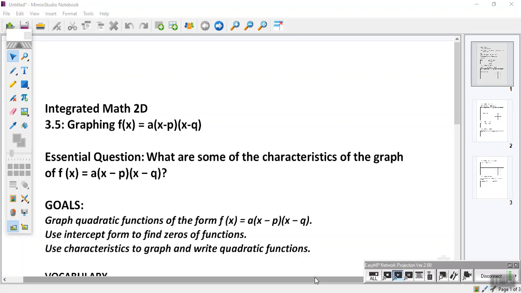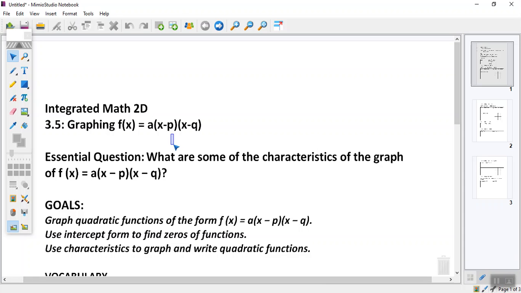But today, guys, we're going to start looking at one more form of quadratics, our last form that we're going to talk about here today. And it's going to be titled graphing f of x equals a times x minus p times x minus q. I like to call this form right here, they're going to title it intercept form. I like to call it x-intercept form. Okay? I like to call this x-intercept form right here.